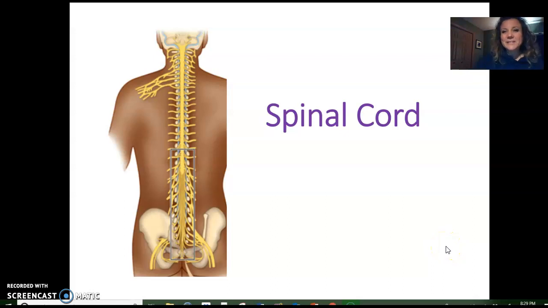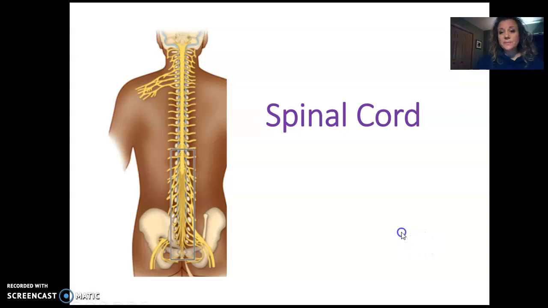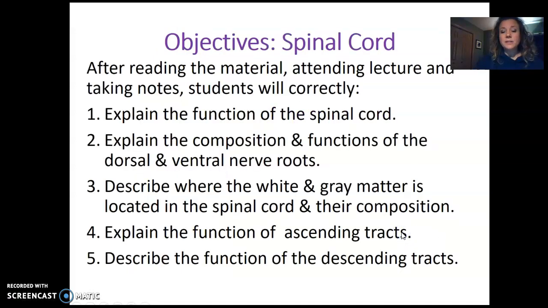Hello anatomy students. This is the last video for Unit 5, Module 2, and now we're talking about the spinal cord. These are the objectives.